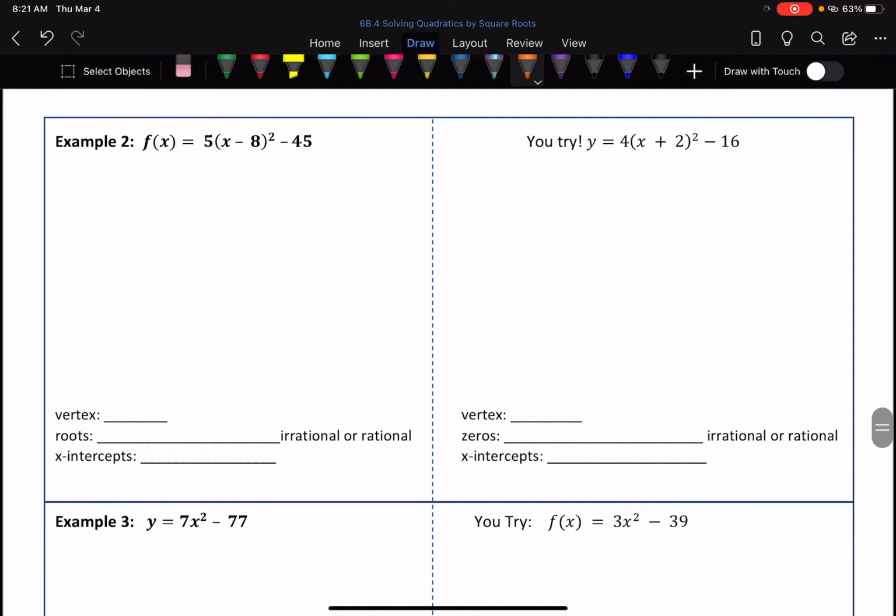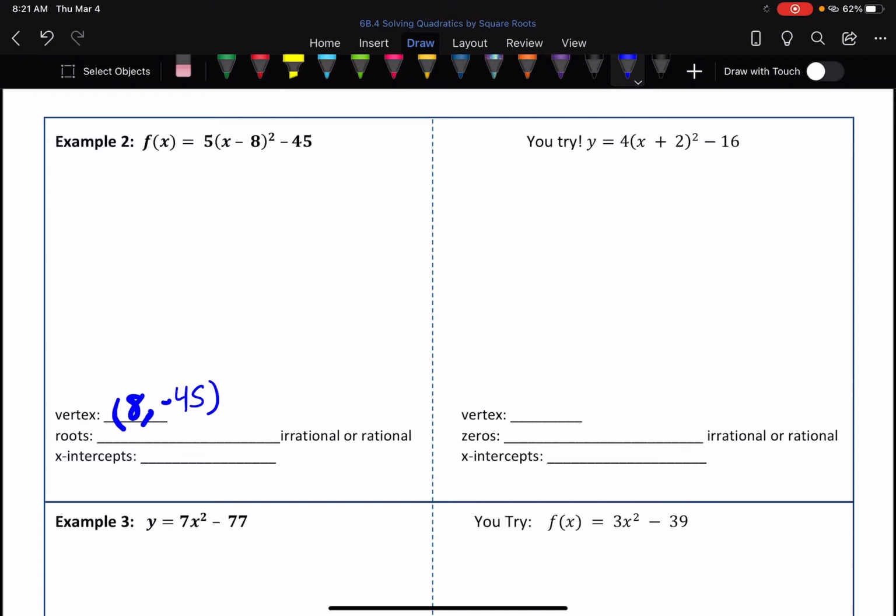Now, example 2 is given to us in vertex form. So at the bottom, the first thing it asks us to identify is the vertex. Well, I know it's (h, k). In this case, our h value is negative 8, so I'm going to switch the sign to a positive 8. And then our k value is negative 45.